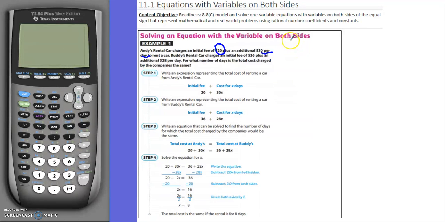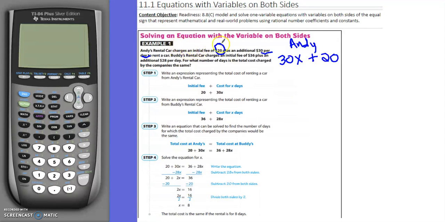So if we look at Andy's side of the equation first, Andy is going to have $30 per day. That's the constant rate of change. So the way that we write that is 30x. The constant rate of change is $30 per day. 30 is the coefficient, x is the variable, plus an initial fee of $20. That's Andy. Now we go to the next sentence.